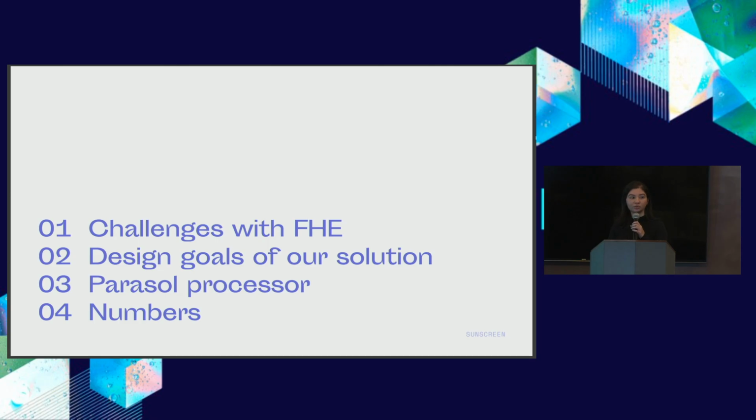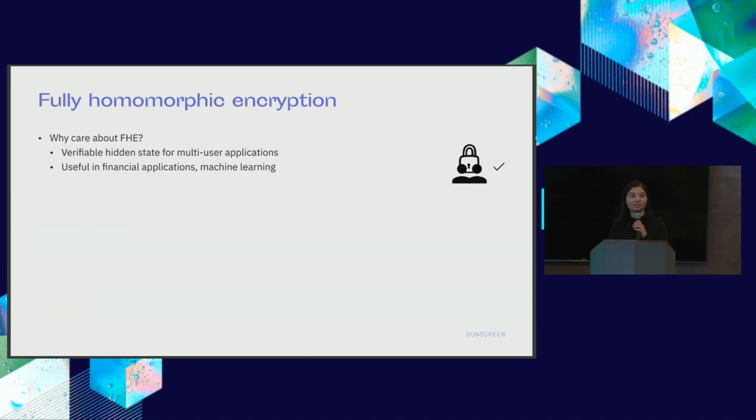We're going to first start with some of the challenges in working with FHE today. We're then going to talk about how we might address some of these challenges and what the design goals should be of our solution. We'll go on to present the Parasol processor, which allows for operating over a mix of plain text and encrypted data, and we'll end with some numbers showing how the Parasol processor performs against state-of-the-art.